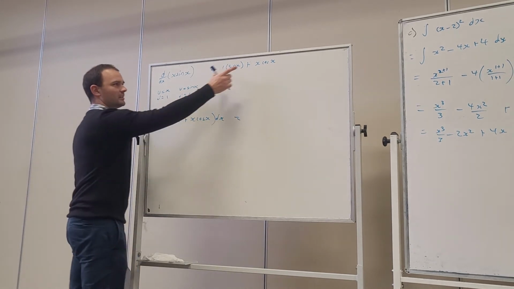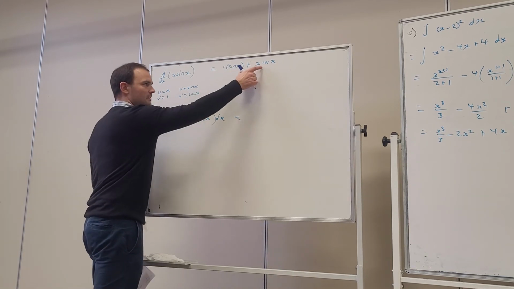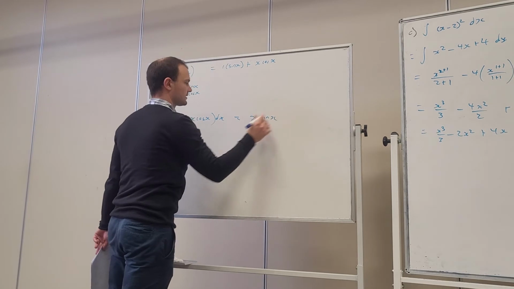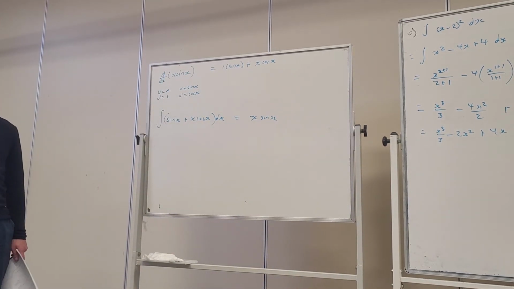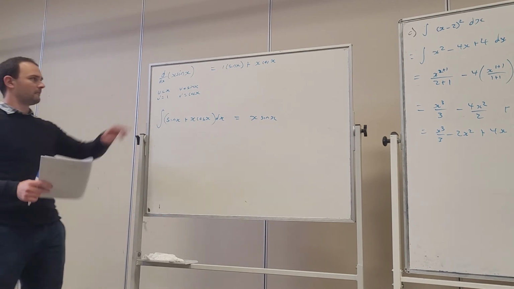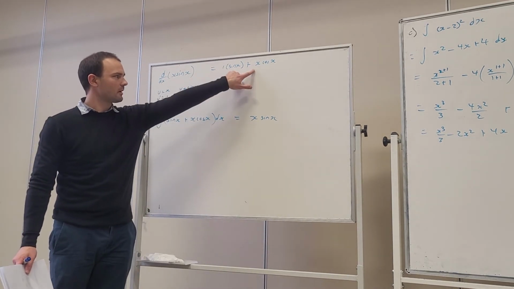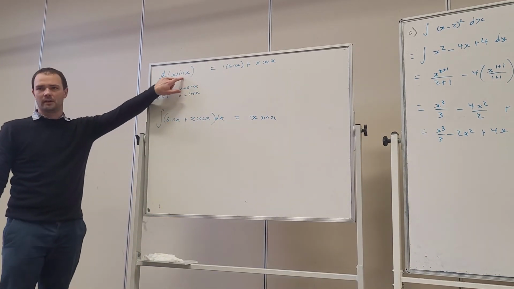If we're going to integrate this, we're saying, what did we differentiate to get this? Well, we know it was x sine x. So that's the link that we're making. If we differentiate this, we get this. Therefore, if we integrate this, that's the statement there. If we integrate this, that's what we're going to get.